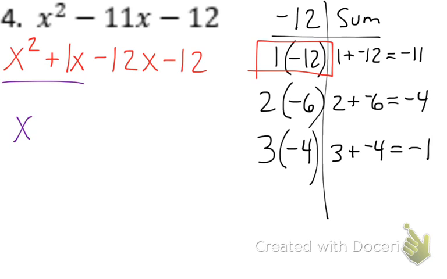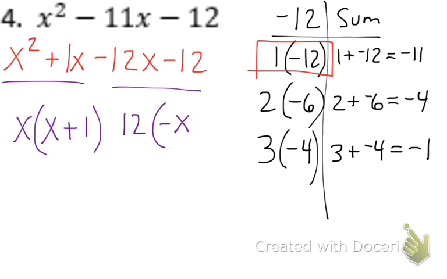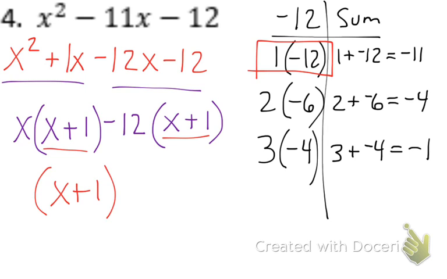Greatest common factor of the first two terms is x. Divide them out, you get x plus 1. Greatest common factor of the last two terms is 12, but if we divide out a positive 12, we end up with negative x. We want that to be positive x, so let's factor out a negative 12. So we get positive x plus 1. We've got an exact match inside of parentheses, so we can factor the x plus 1 out, and we're left with x minus 12.